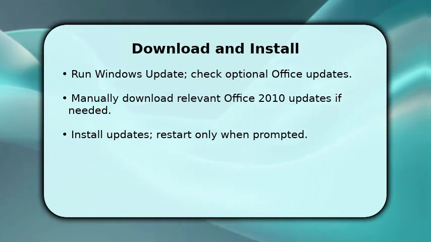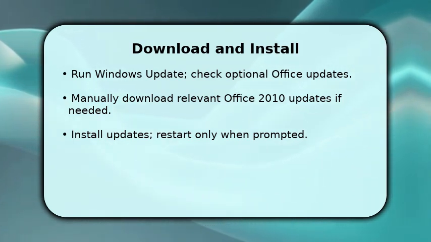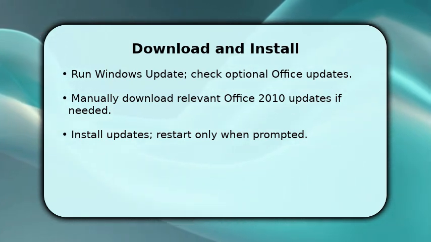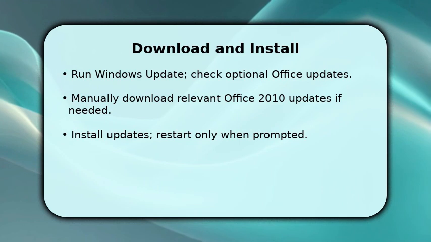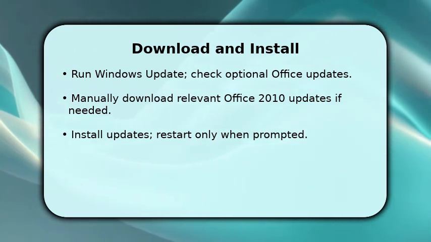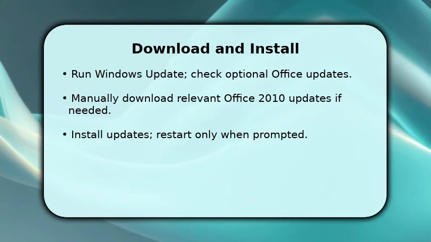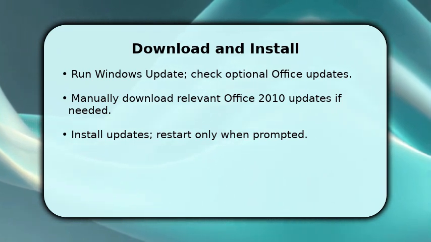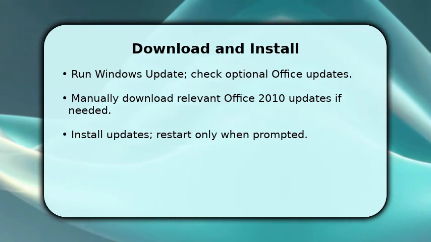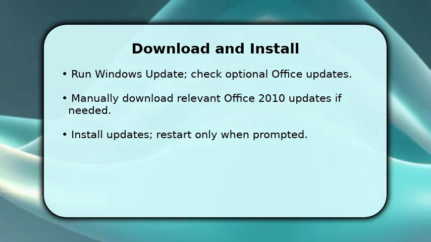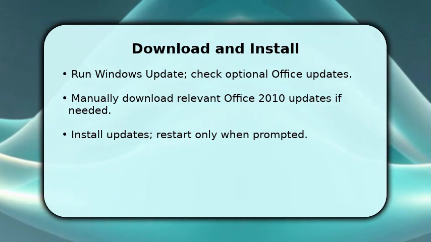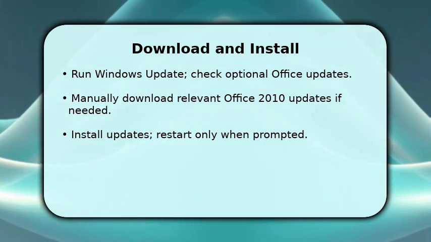If Windows Update doesn't show them, manually download Service Pack 2 or the latest Office 2010 cumulative update matching your bitness. This ensures compatibility. During installation, close background apps and follow prompts. Installers may extract files first. Allow the installer to finish completely and only restart when prompted. This preserves update integrity. After reboot, verify Outlook opens and that updated build numbers are applied.